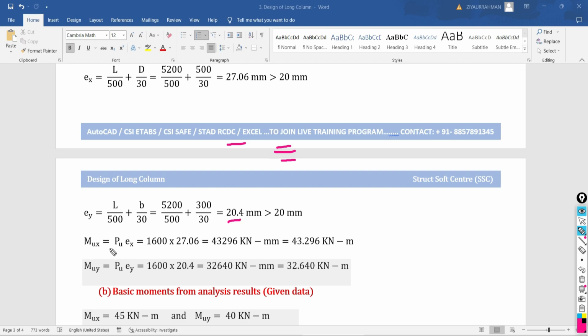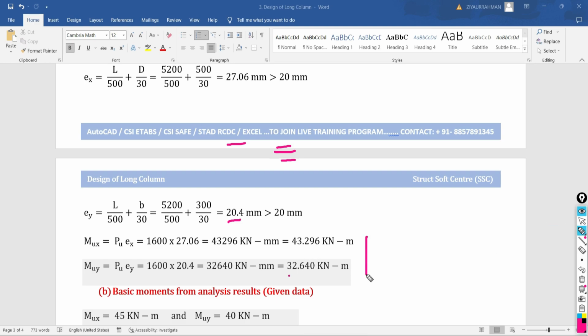Now, moment due to eccentricity in x direction. Axial force multiplied by eccentricity in x direction. Axial force is 1600 multiplied by 27.06. So we are getting the final moment in x direction as 43.296 kilonewton meter. Likewise, we have to do the calculation for y direction. Axial load multiplied by eccentricity in y direction. So we are getting the value of 32.64 kilonewton meter. So these are the moments due to eccentricity.